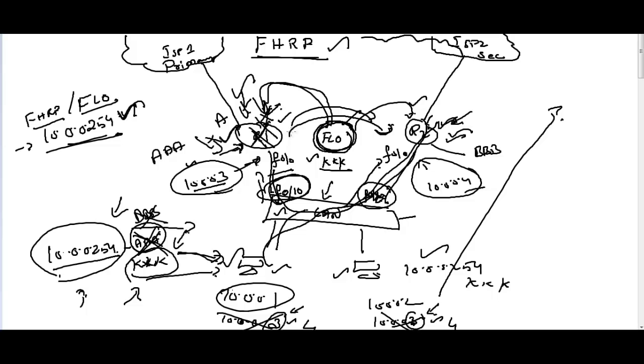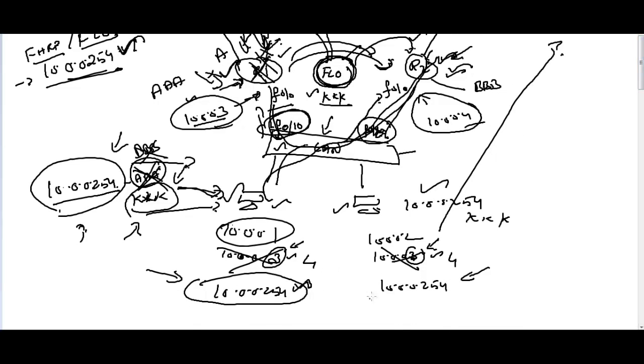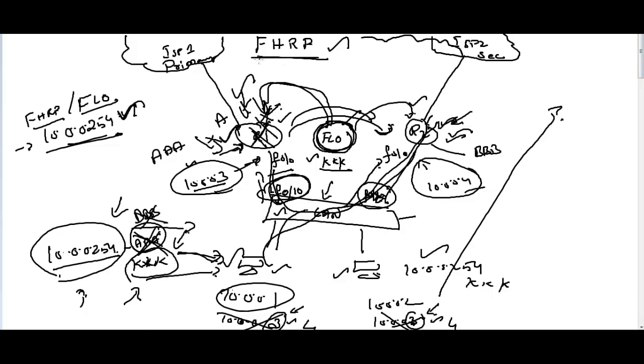So without changing the gateway, and without changing the ARP entry, we can switch over dynamically from one active device to the other when the primary active device fails, with the help of a first hop redundancy protocol.